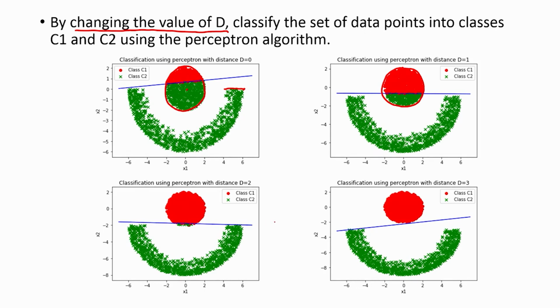Now, as we keep on increasing D, we see that when D is equal to 3, the data is linearly separable and therefore, the perceptron algorithm is able to find a hyperplane that can classify the data points as C1 and C2 with 100% accuracy. Now, having identified that with D equal to 3 the data is linearly separable, let us perform a few other experiments.